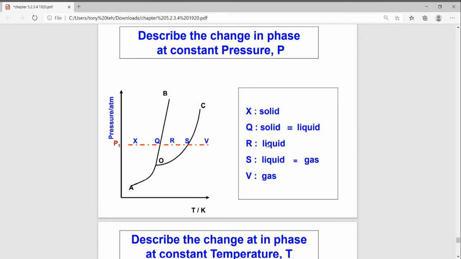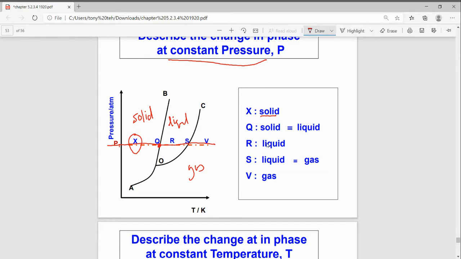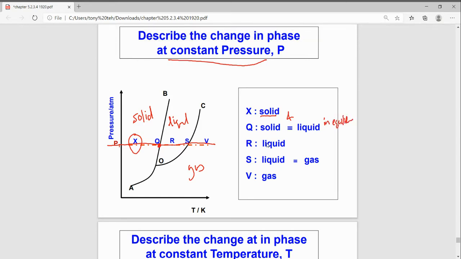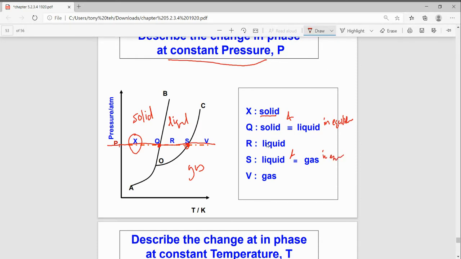Okay, look at what it means. Now let's look at this. This one is constant pressure, but different temperature. So I will label this as solid, liquid, gas. X is solid. Q is overlapping on the line OB, so it is solid and liquid in equilibrium. R is liquid. S again overlapping on the line OC, so it is liquid and gas in equilibrium. Last, V is gas only.